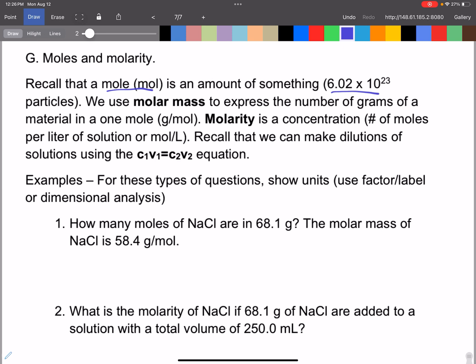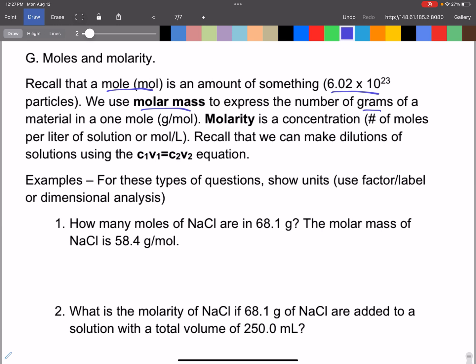And so when we're weighing out or measuring a particular molecule, we think in terms of its molar mass to help us understand what mass of that compound we need to weigh out. The molar mass is essentially the number of grams of material in 1 mole. So how much does 6.02 times 10 to the 23 carbon atoms weigh, or water molecules weigh? That's what the molar mass tells us.